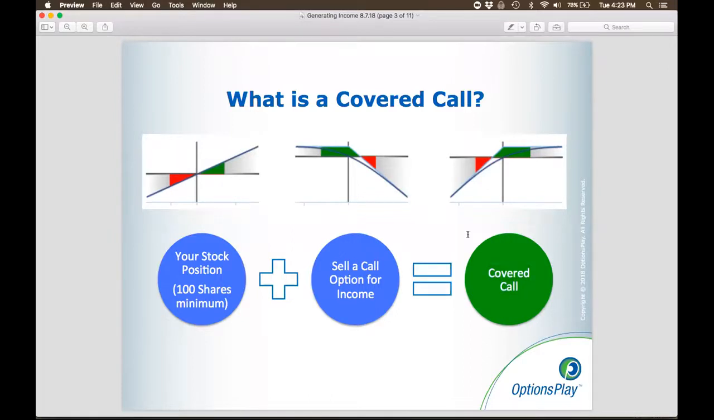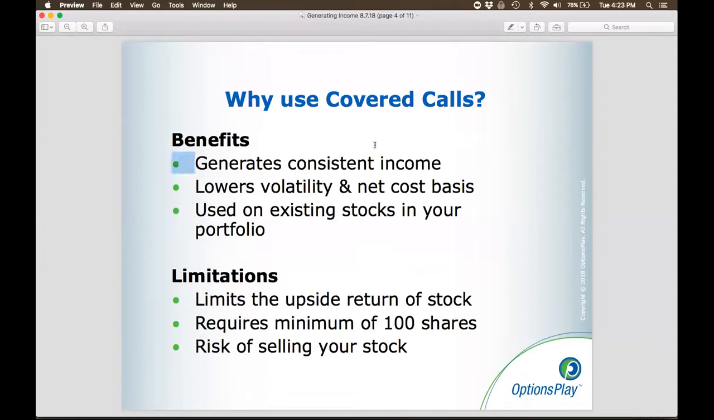So why should you do this? Number one, selling a covered call generates consistent income for your portfolio. Options expire, so every single month or every single quarter, however frequently you sell your covered calls, every time that call expires, you collect that income and you can sell another call against it. That lowers the volatility of your portfolio, and it also lowers the net cost basis of the stock that you own. If you have a $100 stock and you receive 50 cents in income this month and 50 cents the next month, you've reduced your $100 stock cost basis by $1. If you continuously do this for a period of time, you can lower the net cost basis of the stock that you own.